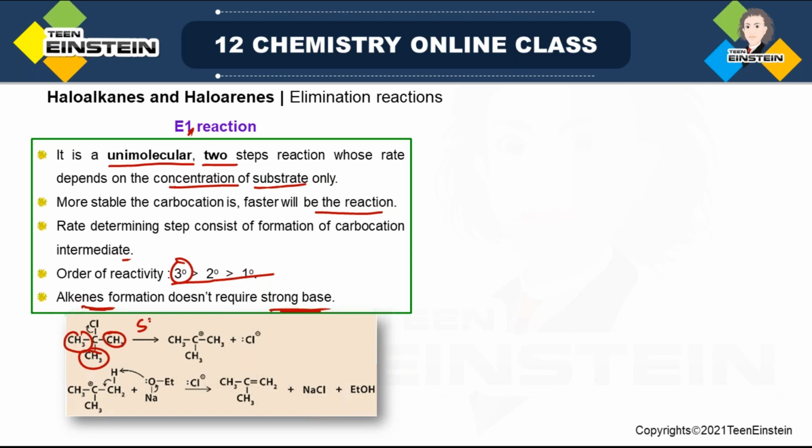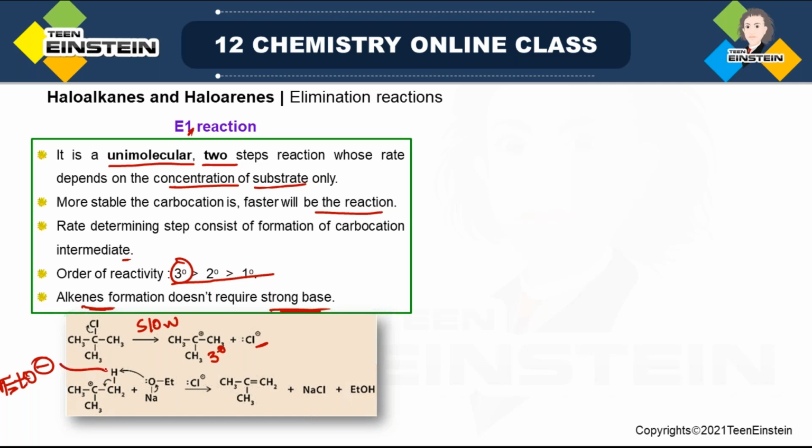So this is a slow step, which is the first step, where the carbon chlorine bond is broken, and you are getting positive charge over this carbon. This is 3° carbocation. This is the leaving group. Now in the next step, the reagent we are using is sodium ethoxide. So basically here the base is ethoxide.